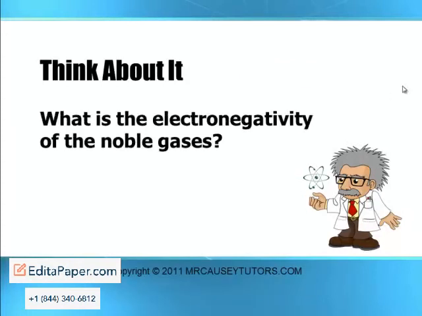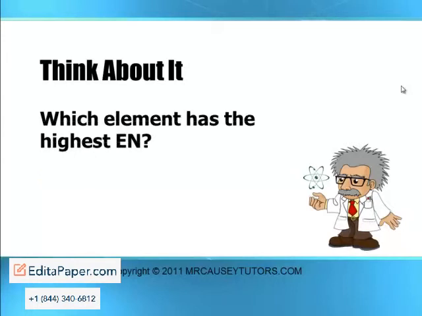Now, let's think about it. What is the electronegativity of the noble gases? And you're probably thinking, 0. And you'd be right. Why? Well, because they don't want any electrons, remember? They have filled octets. Let's look at another thing about it. Which element has the highest electronegativity? And of course, you would be thinking fluorine. Which element has the lowest electronegativity? Now, that's excluding the noble gases, and that would be francium.